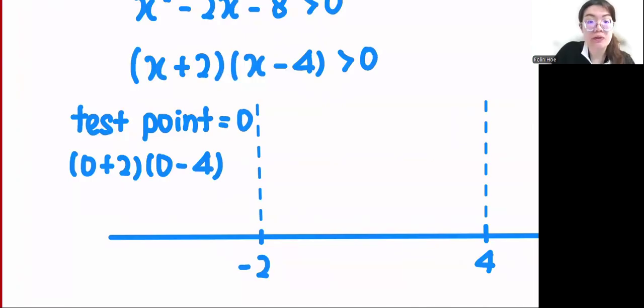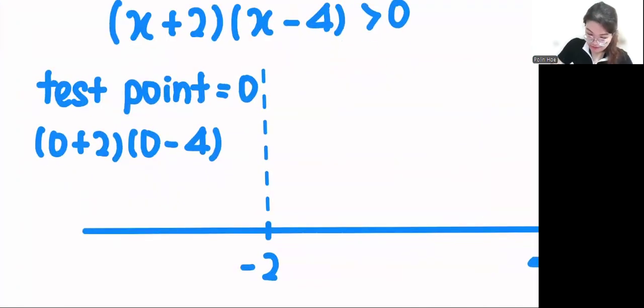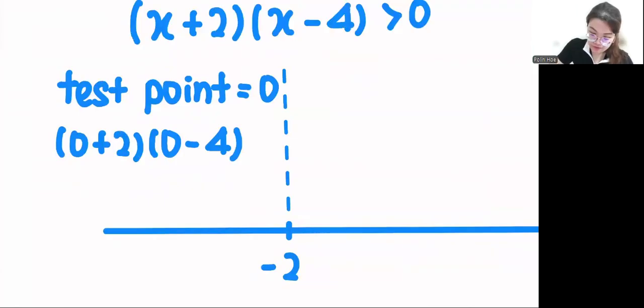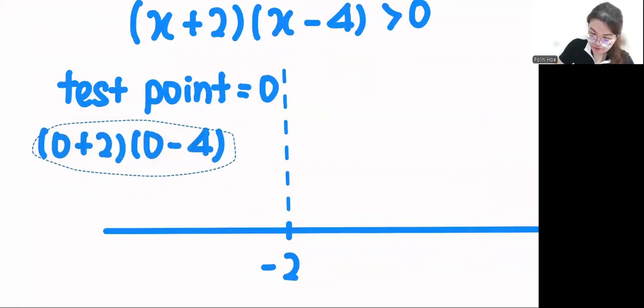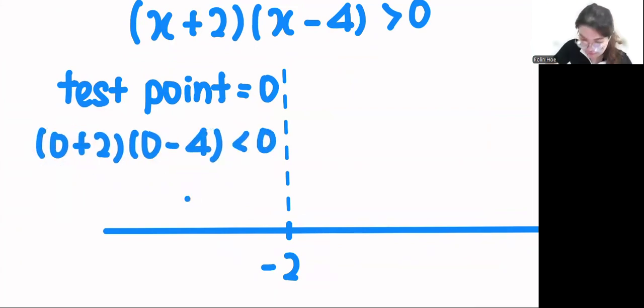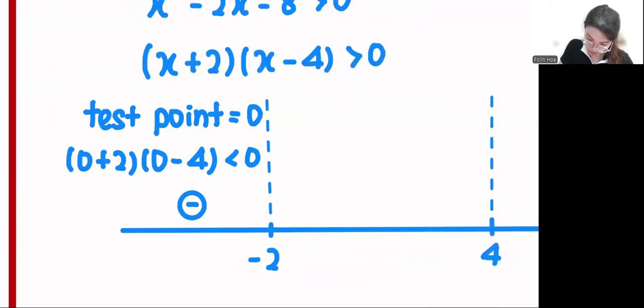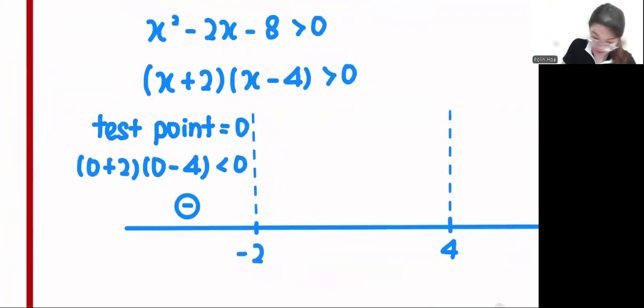You do not have to tell me what the value is. One positive, one negative, you will get a negative value. Smaller than 0. So this is a negative. You will get a negative, right? x plus 2, x minus 4. This is negative 2. Why did I use 0? This is for the center part.